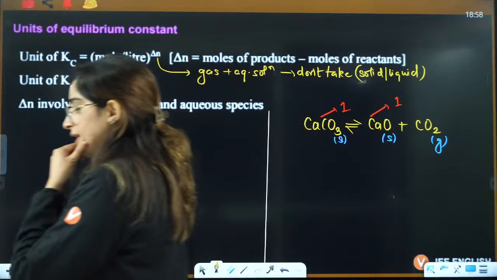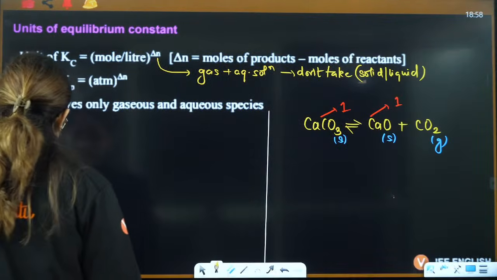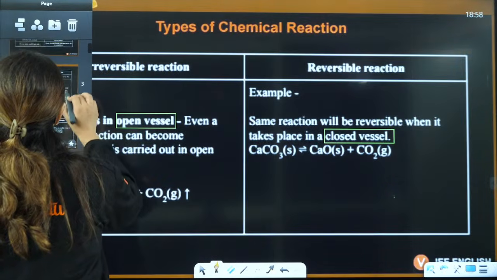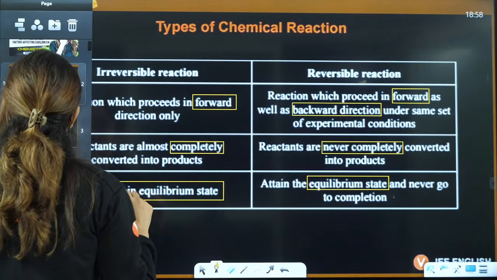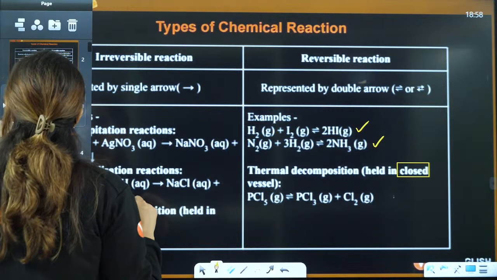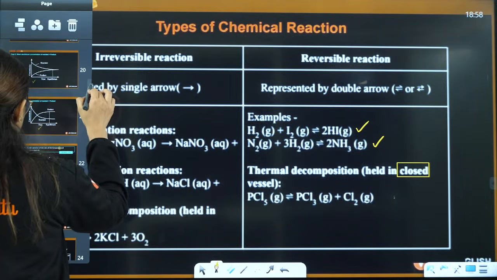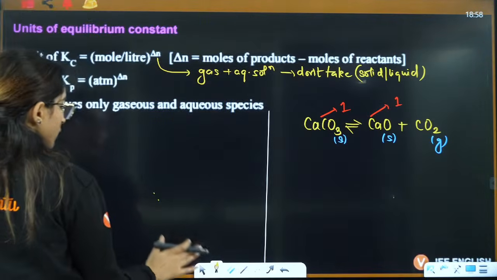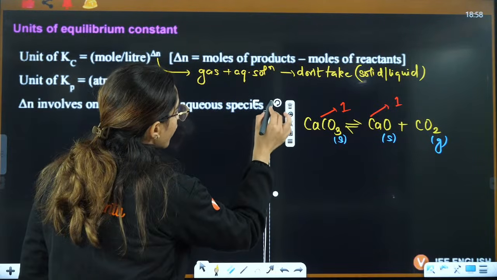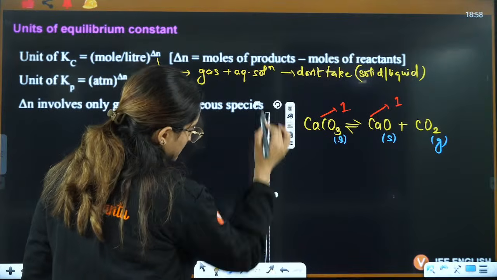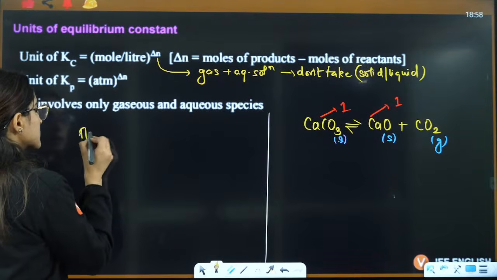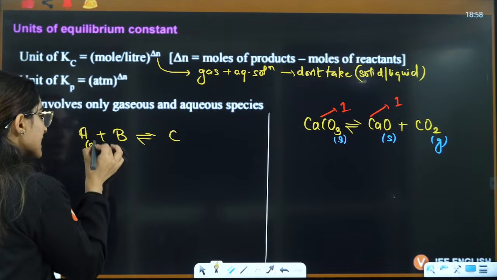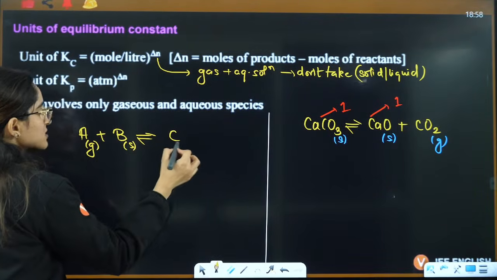Let's take an example. Which example should I take? Wait a minute, let me see on the front page if we have some example. Right now no example is coming to my mind, so I'll just take it as A, B. See this now. Let's say A and B give rise to C. A is a gas, B is a solid, and C is aqueous.